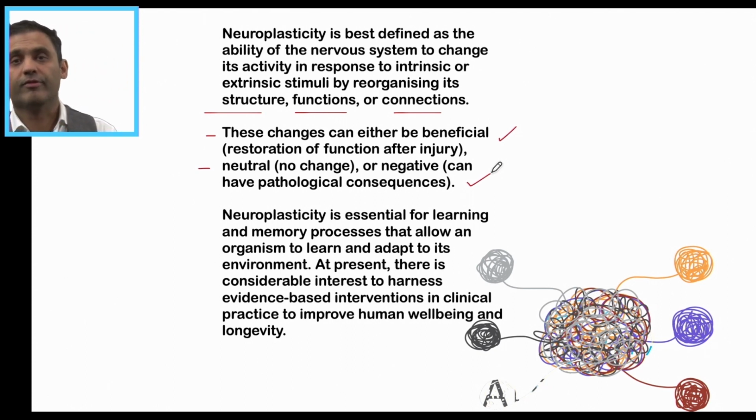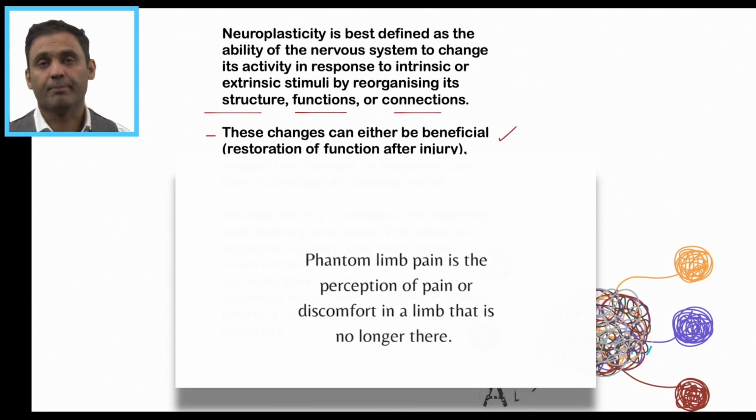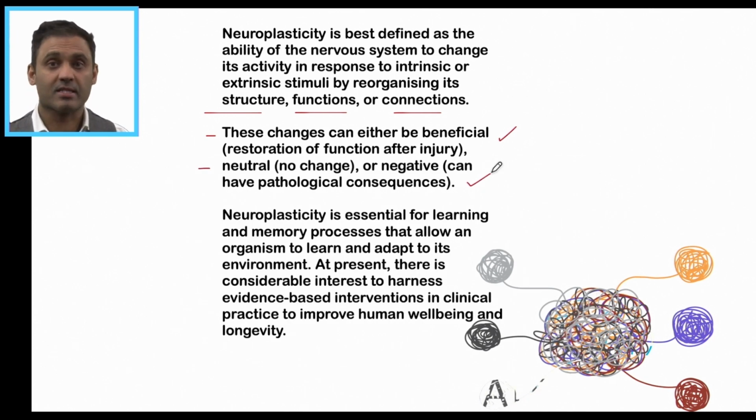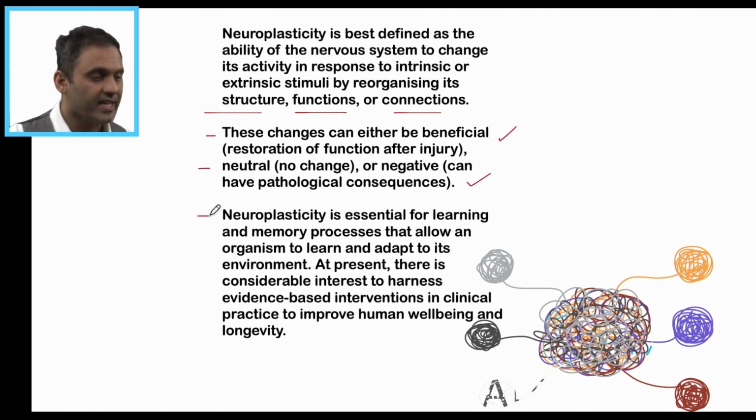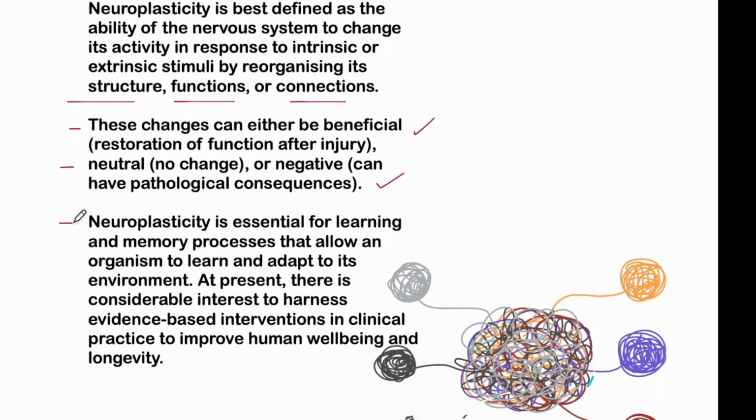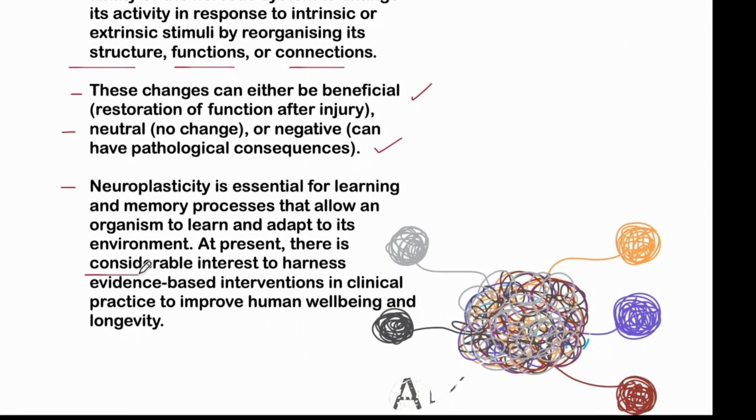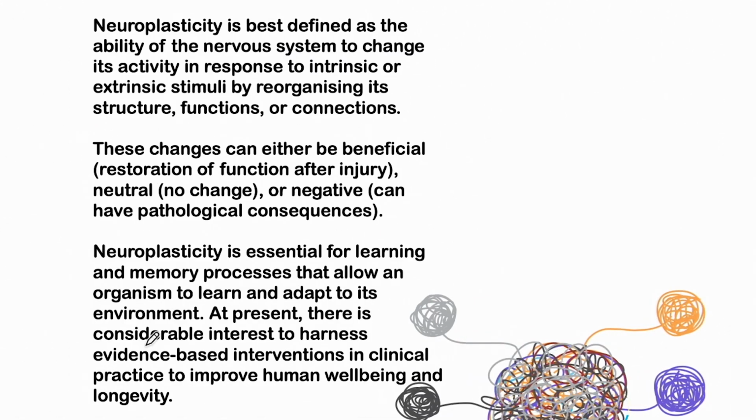So take, for example, a phenomenon such as phantom limb after amputation. Individuals have an amputated limb but can still experience that the limb's there. That happens because of a range of processes. When I show you the facets of neuroplasticity, you'll get a better understanding as to what might happen, because one part of the brain can take over the other part's function and therefore result in phenomena such as phantom limb. Neuroplasticity is essential for learning and memory processes that allow an organism to learn and adapt to its environment. At present, there is considerable interest to harness evidence-based interventions, and we'll talk about them. And there's a massive industry from an economic, financial perspective as well to really put forward this neuroplasticity.